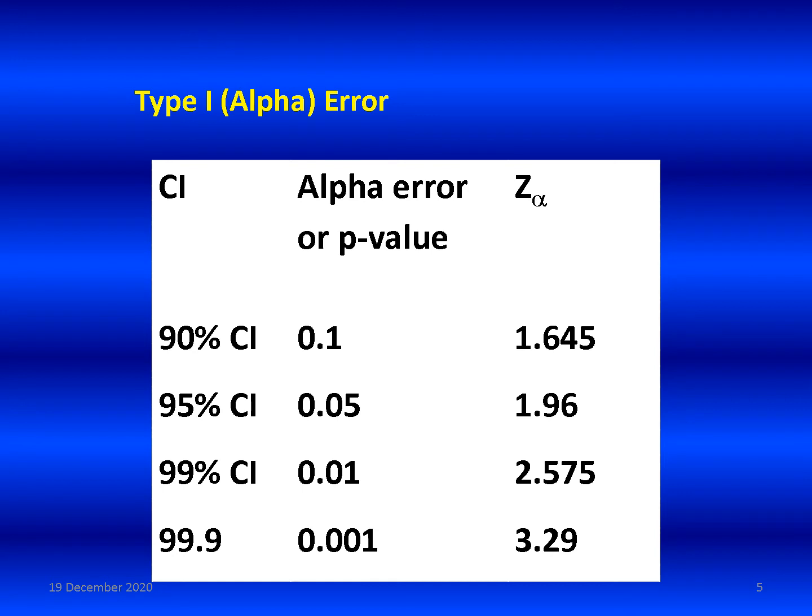These are the different Z alpha values for alpha error. When alpha error is 0.1, that means for 90% confidence interval, Z alpha value is 1.645. When alpha error is 0.05, that means for 95% confidence interval, Z alpha value is 1.96. When alpha error is 0.01, that means for 99% confidence interval, Z alpha value is 2.575.